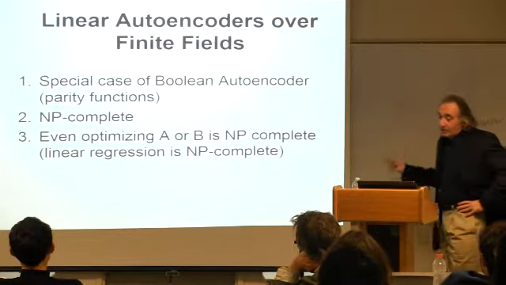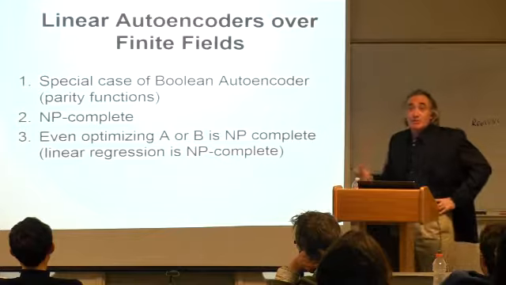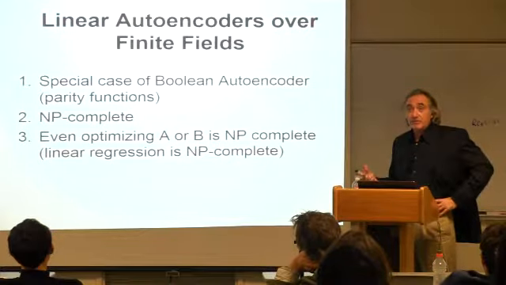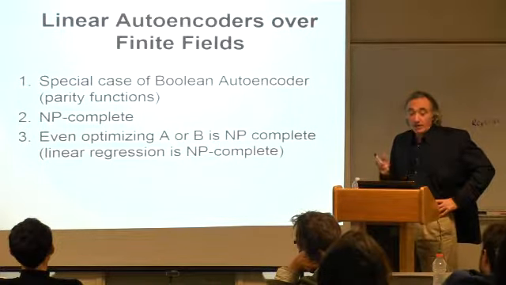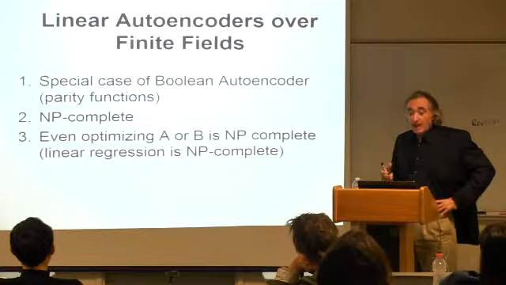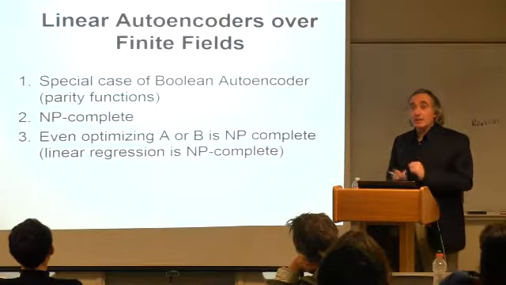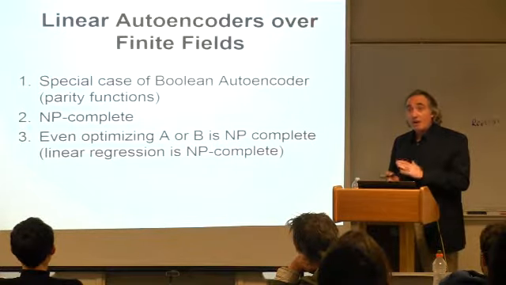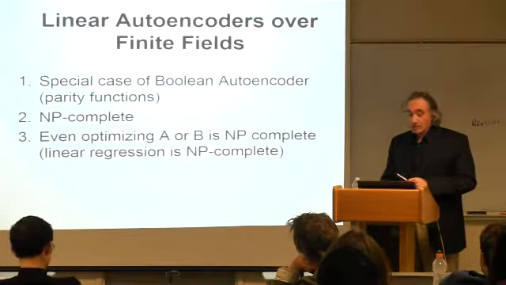But anyway, the problem turns out to be extremely complex. It's very difficult to do linear autoencoders over finite field. You can show that it's NP complete. And even optimizing one layer, it's not clear how that can be done on finite fields. So it's a completely different story.